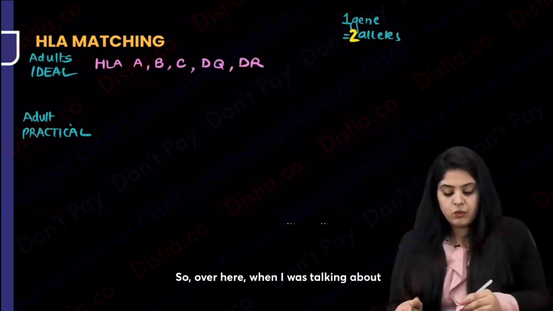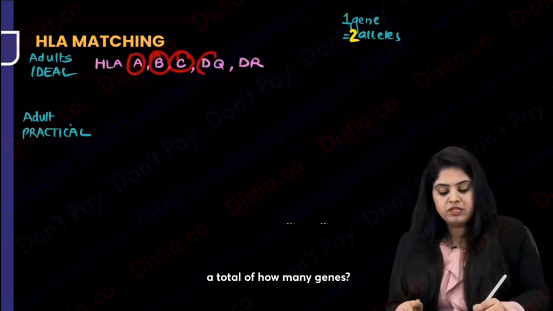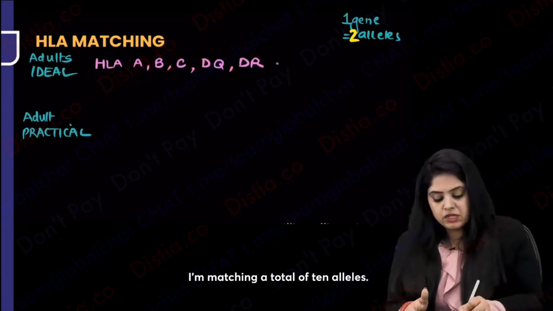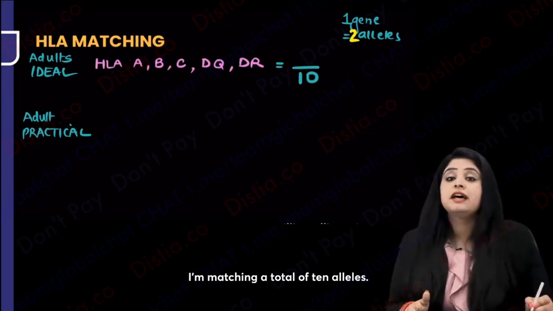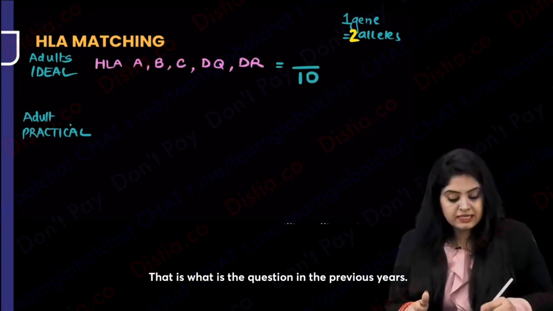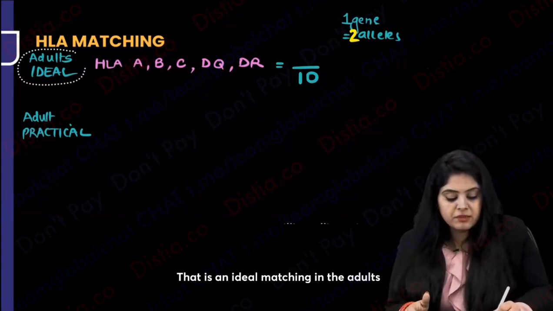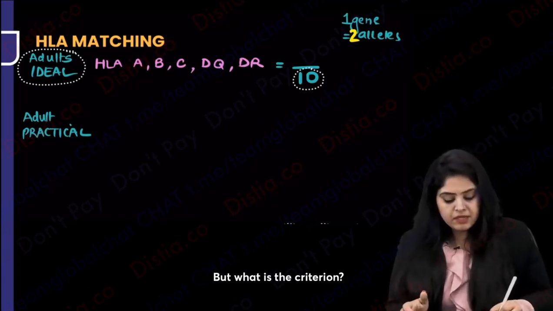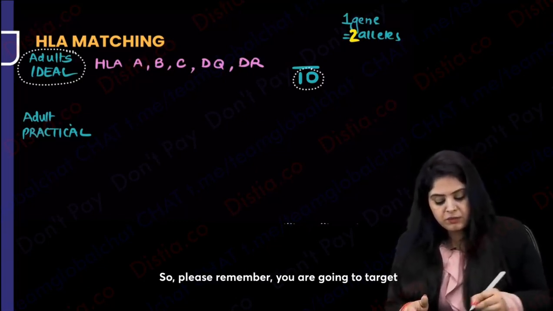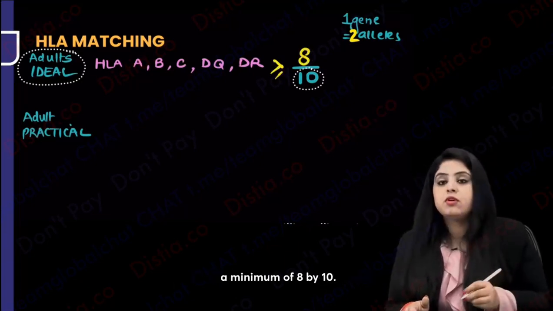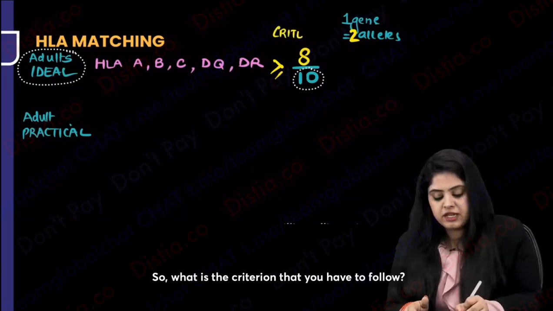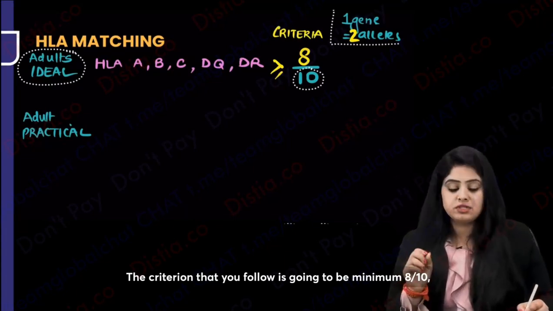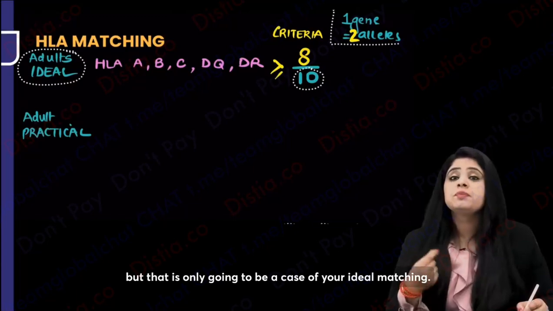So over here, when I was talking about a total of how many genes? 5 genes. How many alleles am I matching? I am matching a total of 10 alleles. That is what was asked in the previous years: an ideal matching in adults comprises how many alleles? You have to do a 10 matching. But what is the criteria? Minimum, how much are you going to target? Please remember, you are going to target a minimum of 8 by 10. The criteria that you follow is minimum 8 on 10. But that is only the case of your ideal matching.